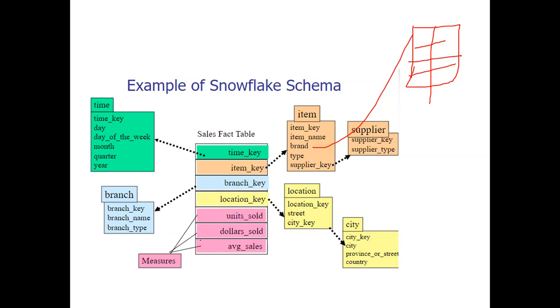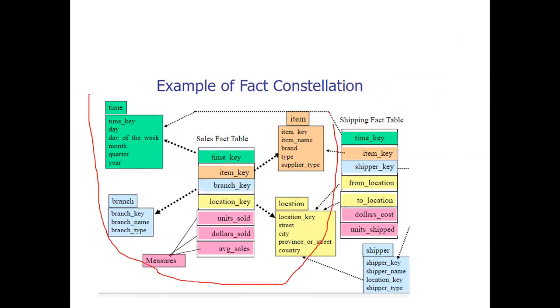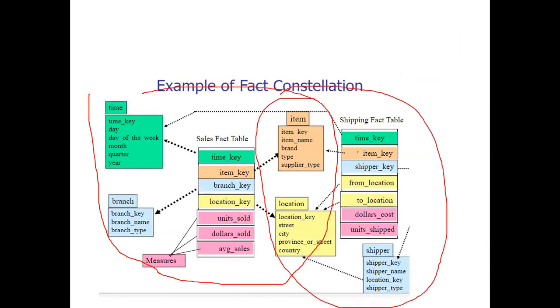If you see this example, let me go to this next example. So here, if you see, we have this fact table. This is one star and this is one star, right? One fact table, again with dimension tables. So multiple stars are there, and that is the reason it's called fact constellation.